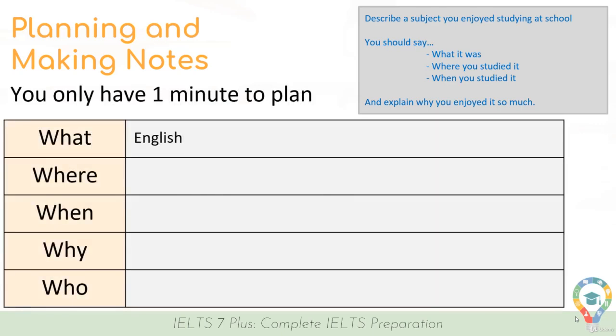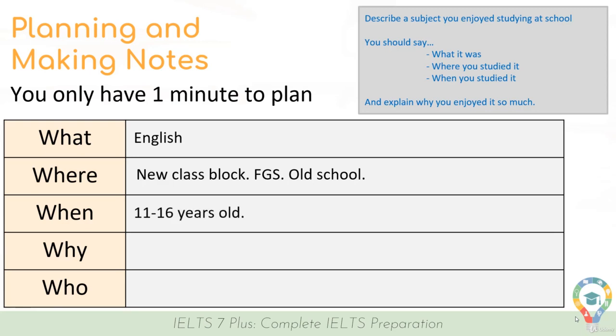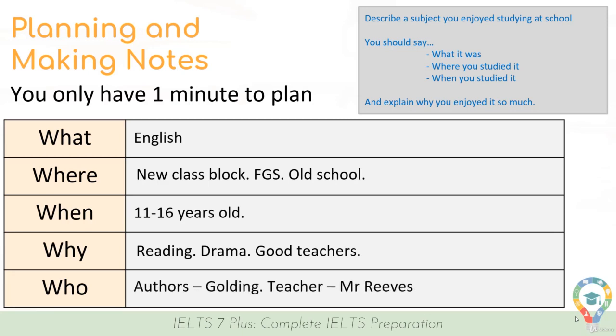So my favourite subject that I would talk about is English. Where it was in a new class block at the grammar school, which was my old school. When I was 11 to 16 years old. Why? Because I enjoy reading and drama and there were good teachers. Who I learnt about authors, who was Golding, and my favourite teacher who was Mr. Reeves. I'm sure you can see that by using the 5 W's, you can quickly make a plan that will give you a lot of assistance in really extending your discussion.